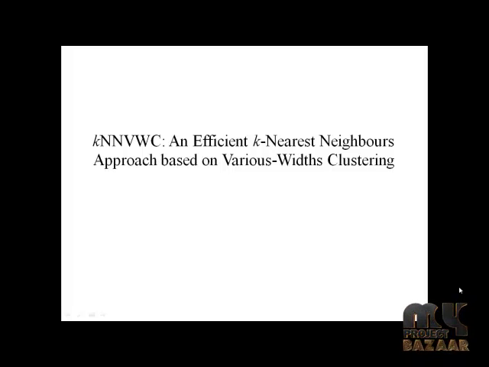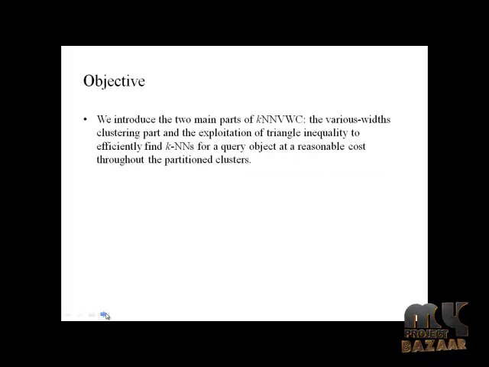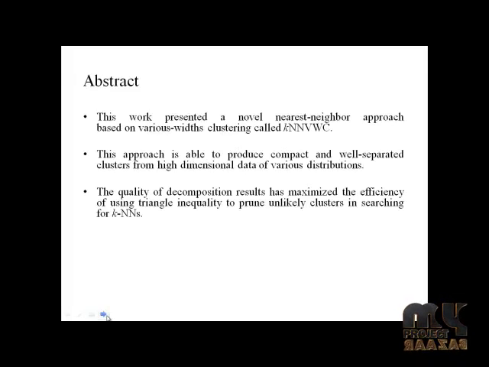Now let me discuss the title of the process. Our title is kNNVWC, an efficient k-nearest neighbor approach based on variable-width clustering. The main objective of the process is to introduce the two main parts of kNNVWC: the variable-width clustering part, and the exploitation of triangle inequality to efficiently find kNN for a query object at a reasonable cost throughout the partitioned clusters.